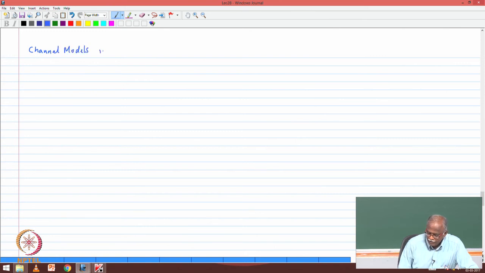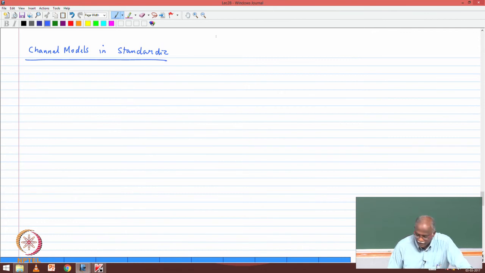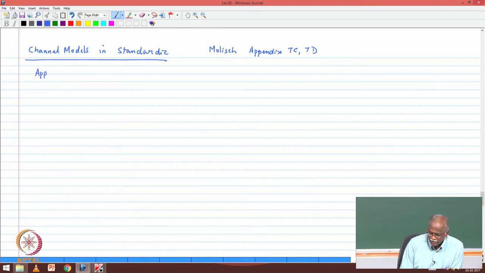Channel models in standardization. The best reference for us to read, other than the standards themselves, is Molisch. Not in the textbook, but it's an online appendix, Appendix 7C and 7D. You can download it. I will give the link on the Moodle page. 7C and 7D give us two of the most commonly used models. Again, I just want to indicate a couple of examples so that you will appreciate that whatever we have done actually ties in.